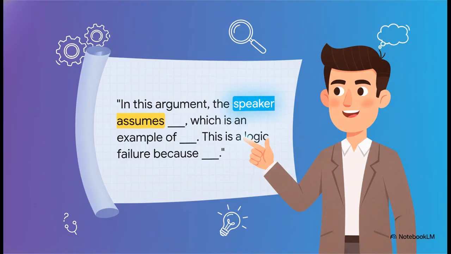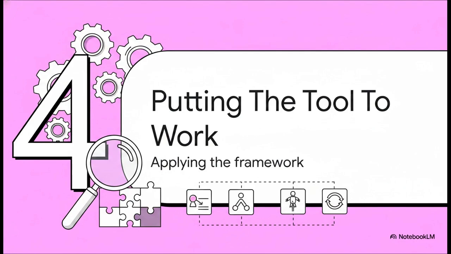It's a three-part formula. First, you state the hidden assumption: "In this argument, the speaker assumes..." This part is crucial because it forces you to identify the shaky foundation the whole argument is built on. Then, you name the trap: "This is an example of..." Finally, you explain the problem: "This is a logic failure because..." This simple structure takes you from just saying you're wrong to clearly explaining why the reasoning doesn't work.